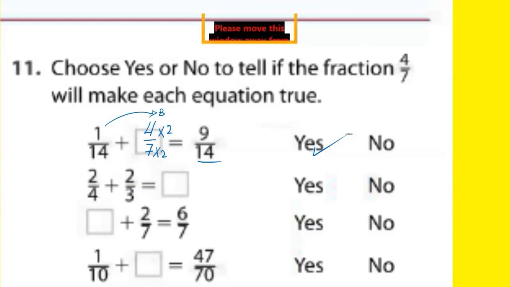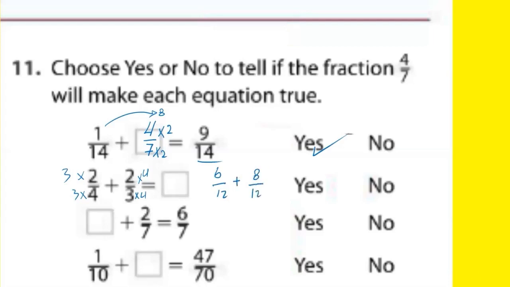2 over 4 and 2 over 3. We need to change this one by 3 and this one by 4. By 4 up and down, by 3 up and down. It will be 6 over 12 plus 8 over 12. I will keep 12 as it is, and 6 plus 8 equals 14. That will not equal 7 over 4. This one is no. Okay. Here is 4 over 7.